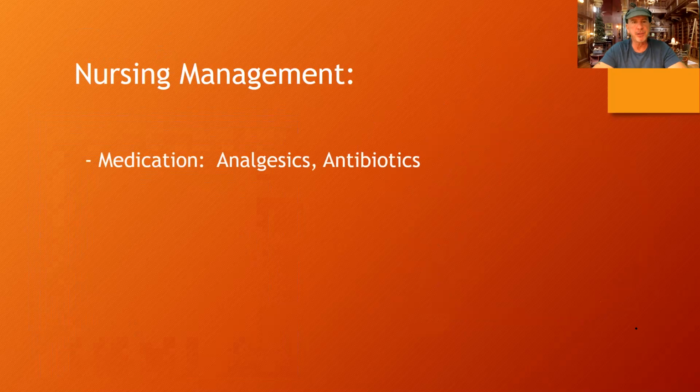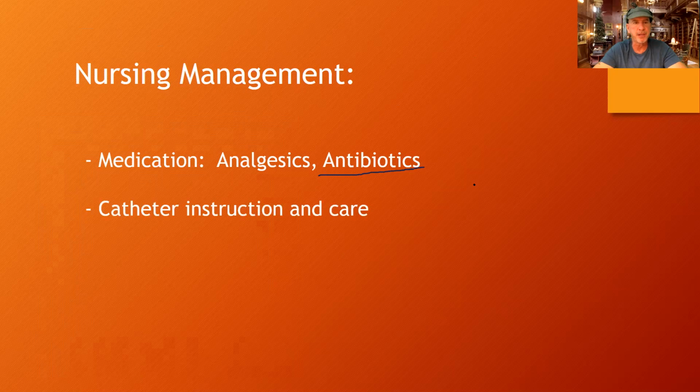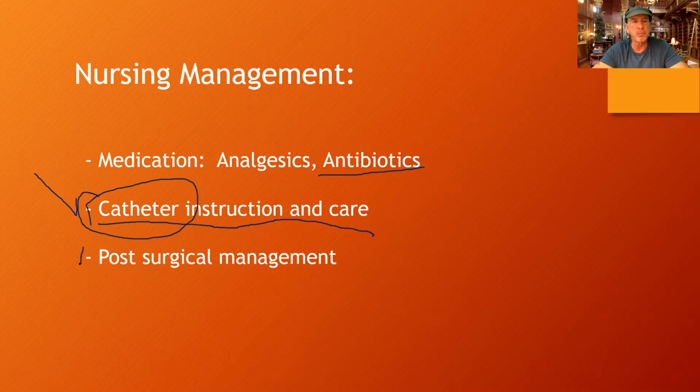Management: medications, analgesics, antibiotics if whatever's going on is a result of an infection, catheter instruction and care. If they're doing an in and out catheter, you may be responsible for instructing them on how to do that. It is not a sterile procedure, but it's aseptic. They have to be very clean. If they're not clean, they stand the chance of causing a urinary tract infection. So if you have to instruct them in an in and out cath before they go home, be sure you bone up on your instructions real well before you instruct them. And post-surgical management if they went in to have any kind of surgical procedure done.